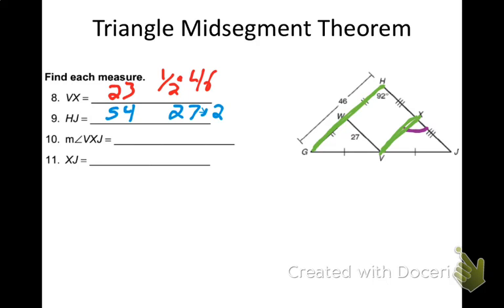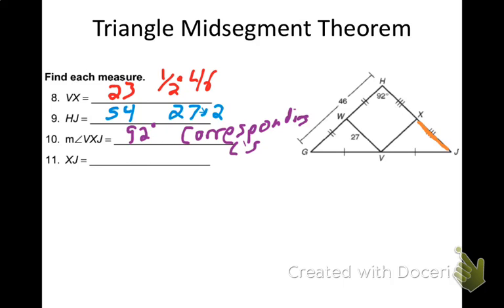So what does that purple angle have to be then, Troy? It has to be 92. Why is that, Troy? Because of corresponding angles. Nice job, sir. Nice work.